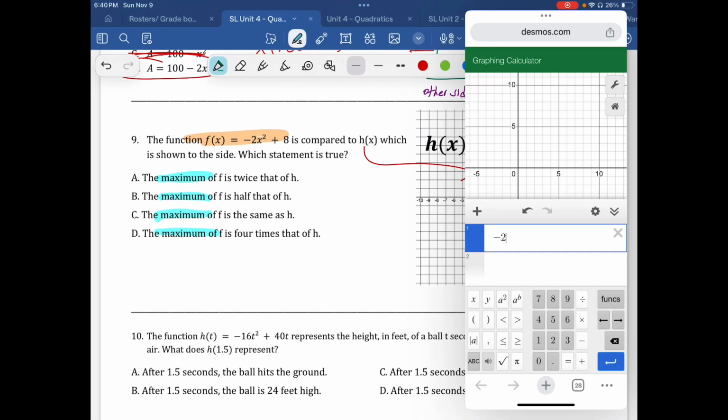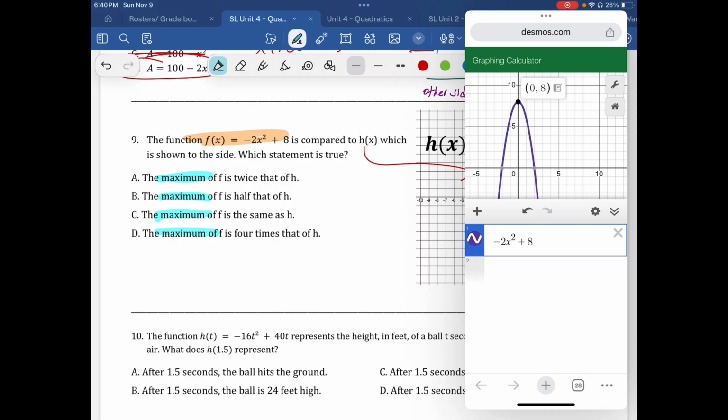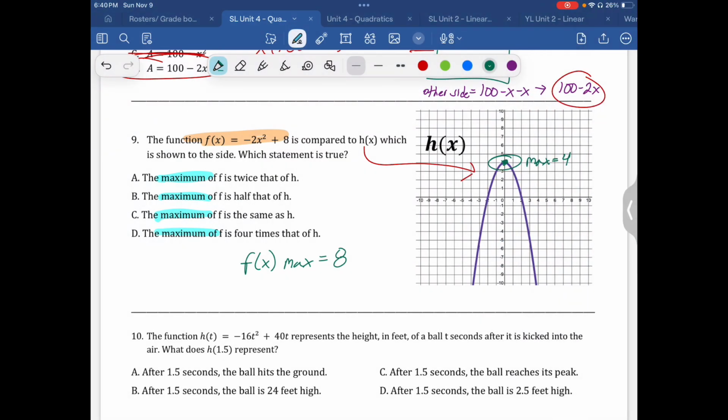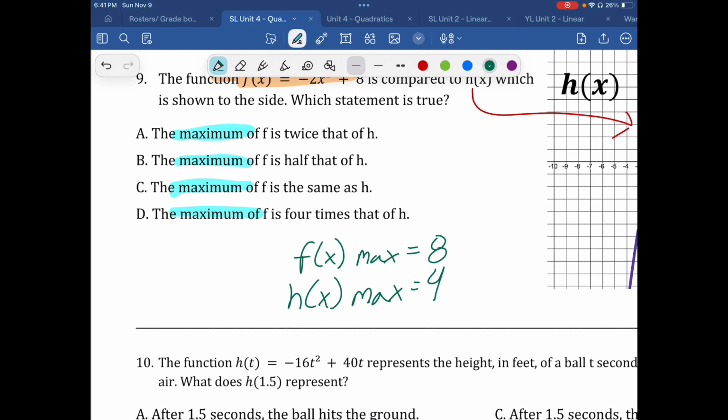Negative 2x squared plus 8. We see that the function f max is 8. So my h of x max equals 4. So let's go through our answer choices.